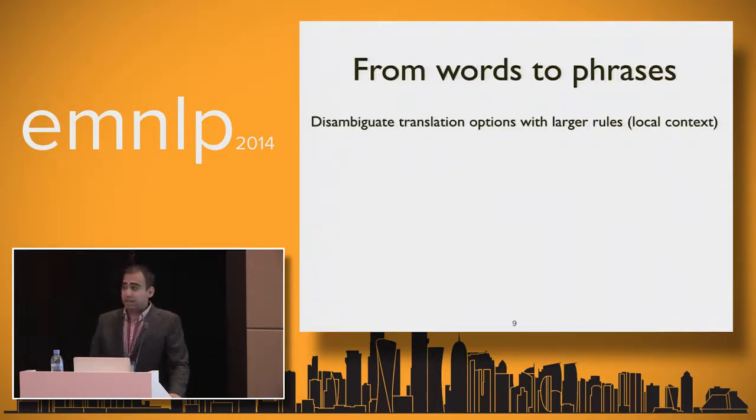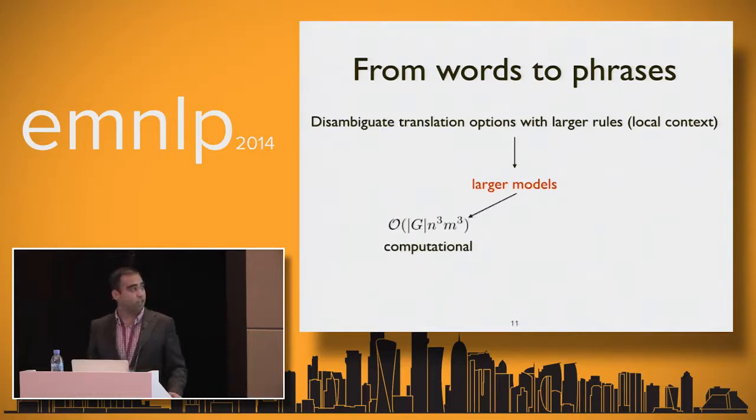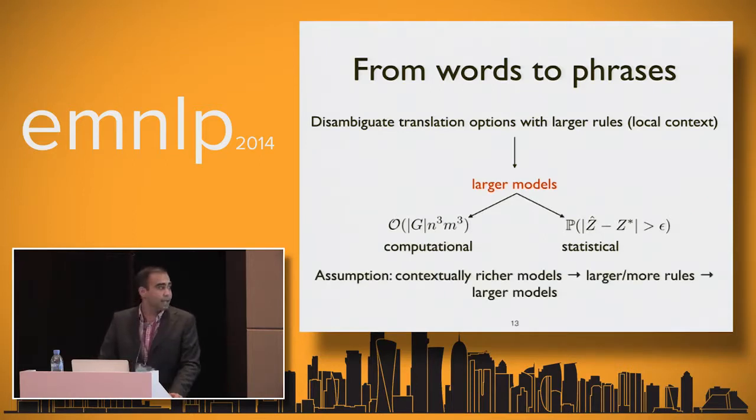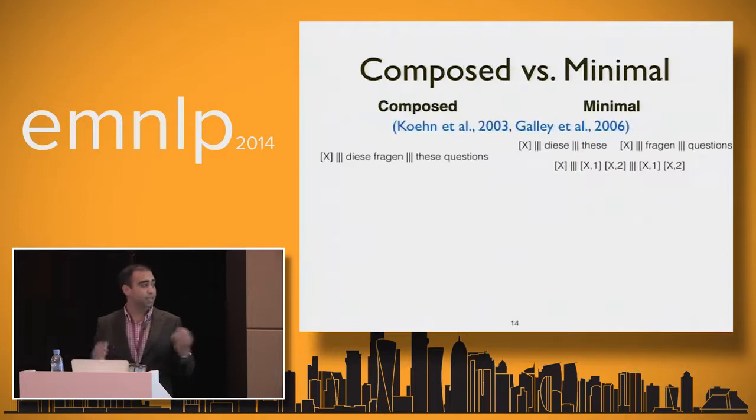So the basic idea for disambiguating translation options is to stuff more information in the form of local context inside these translation rules. So we come up with these larger translation rules, which result in larger models, and this has both computational and statistical issues. The basic assumption in previous work is that in order to get contextually richer translation models, we need these larger, more rules, and that's going to come up with these larger models.